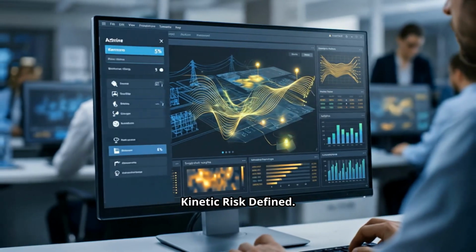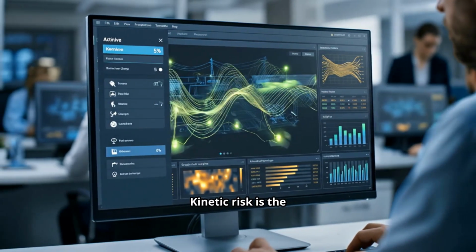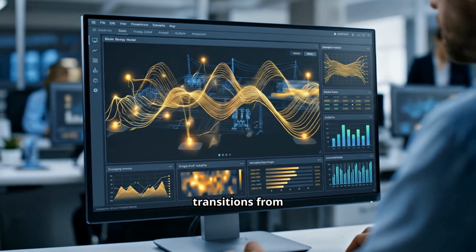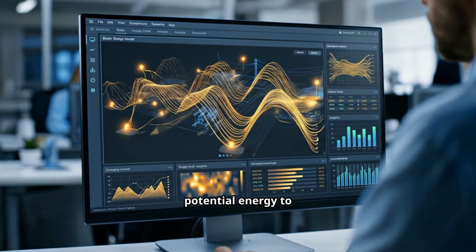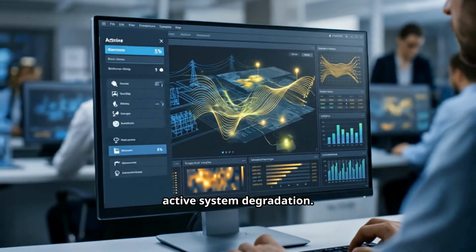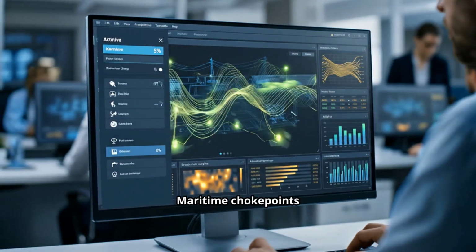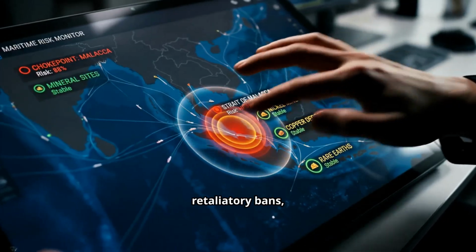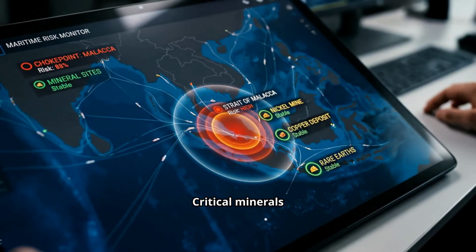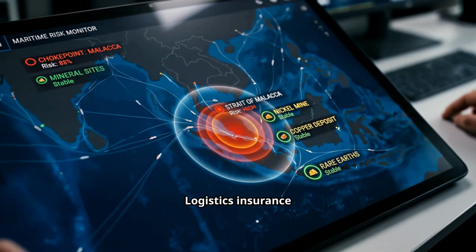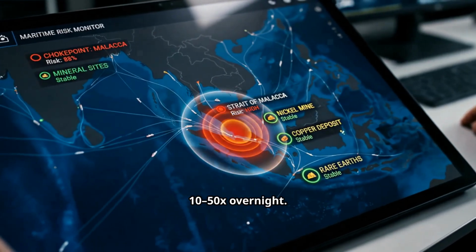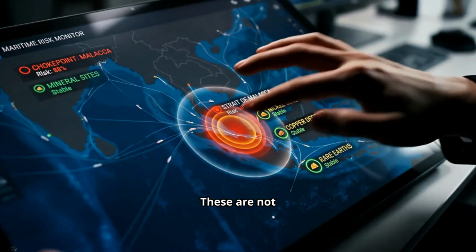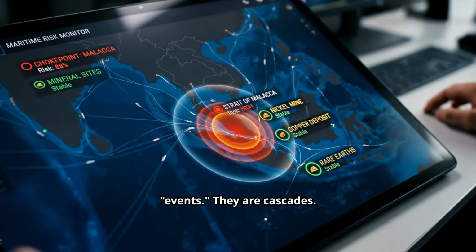Kinetic risk defined. Kinetic risk is the moment when geopolitical tension transitions from potential energy to active system degradation. Examples include maritime choke points becoming contested, export controls triggering retaliatory bans, critical minerals being weaponized, logistics insurance premiums spiking 10-50x overnight. These are not events, they are cascades.